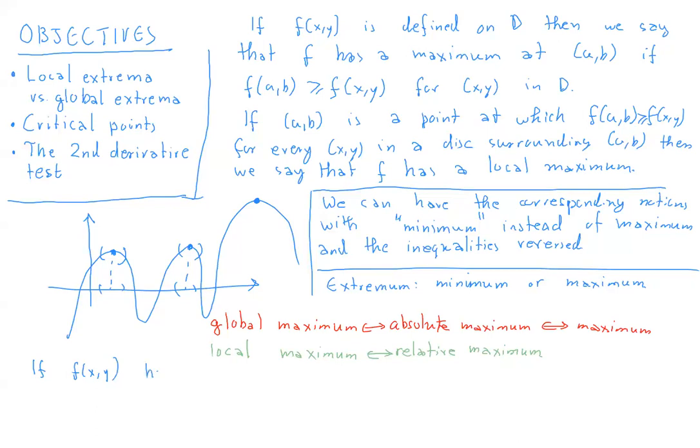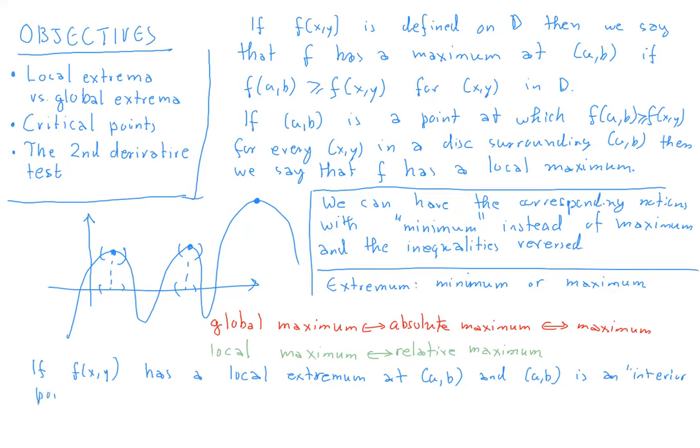If f of xy has a local extremum at AB, and AB happens to be in the center of a disk, and AB is an interior point of the domain of definition, then the gradient of f at AB has to be equal to 0.